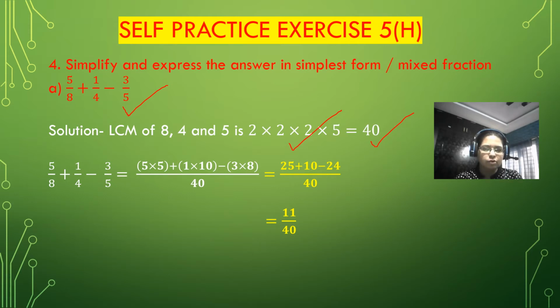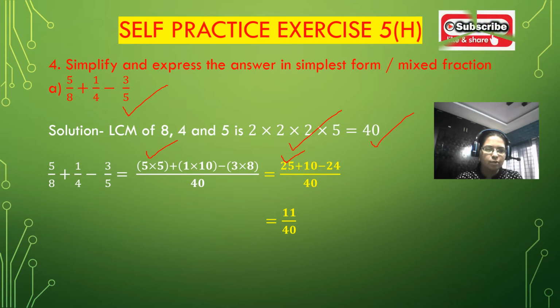Now we have to divide the LCM 40 with the denominator 8. 40 divided by 8 is 5. Multiply the number 5 with the numerator 5. 5 multiplied with 5 is 25. Then divide the LCM 40 with the denominator 4. 40 divided by 4 is 10. Then multiply 10 with the numerator 1. 10 multiplied with 1 is 10.